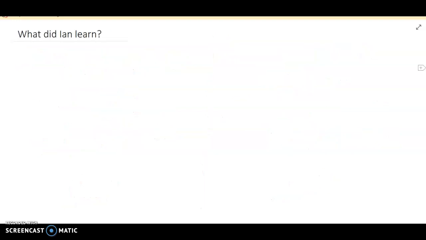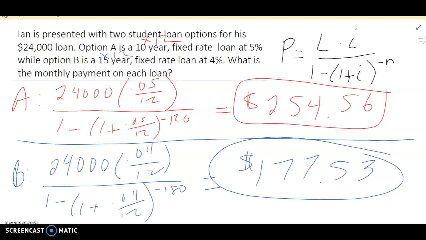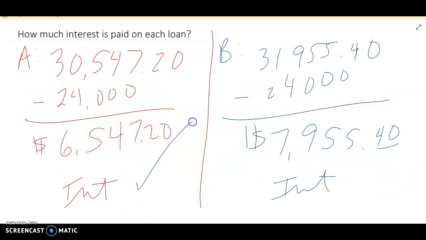Okay, so now, what did Ian learn? Well, a lot of this depends. If money is tight, and all you have is, I need to make the smallest payment because I've got to eat and put gas in my car to get to work and all of those things, then obviously option B. If $254 is doable, then you would want to go with option A because you're going to pay less interest.